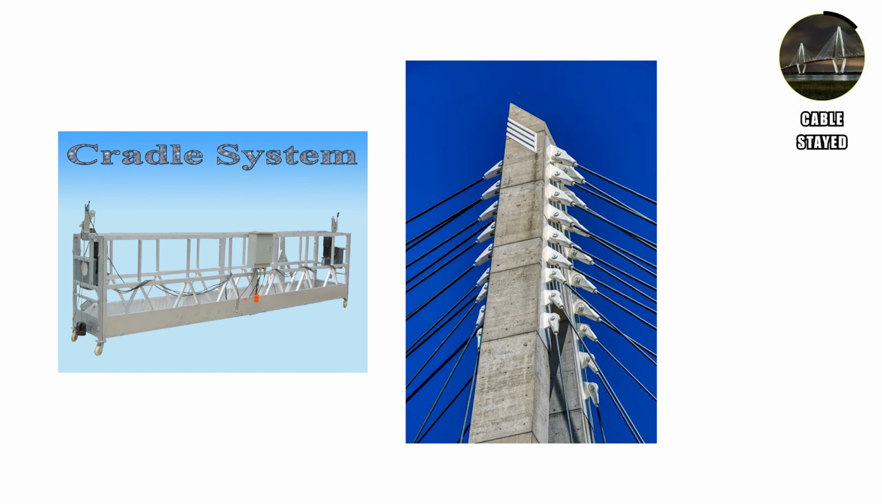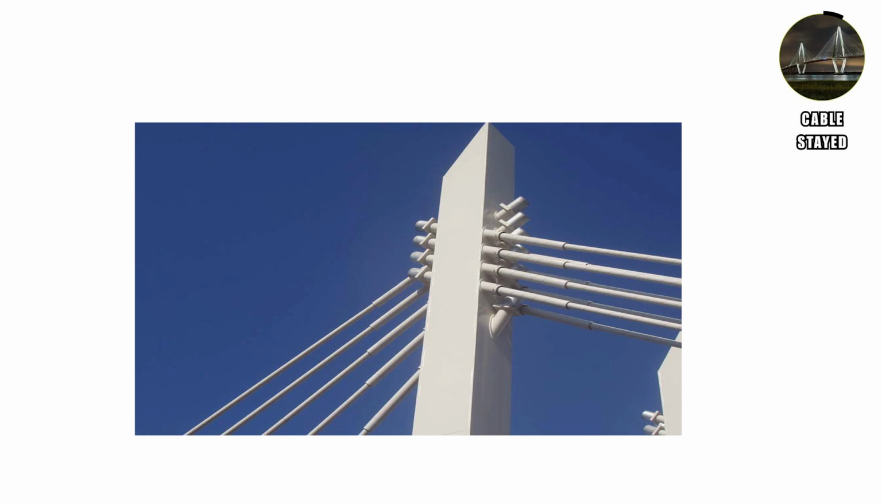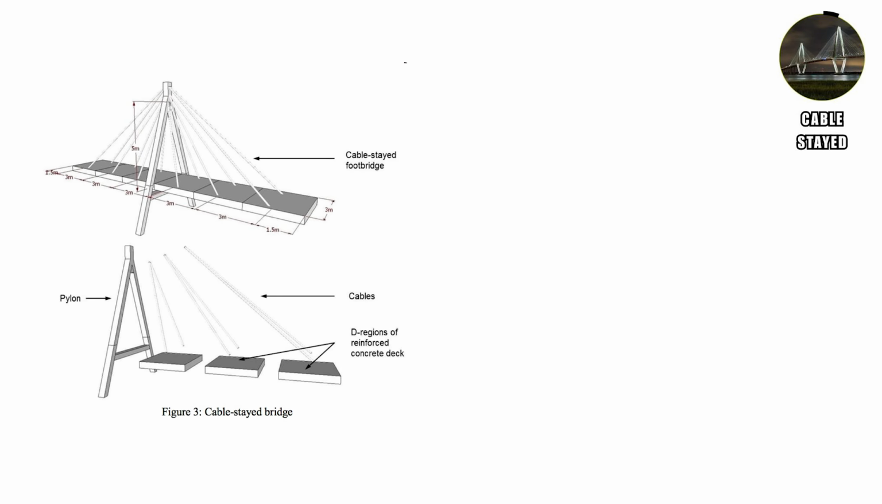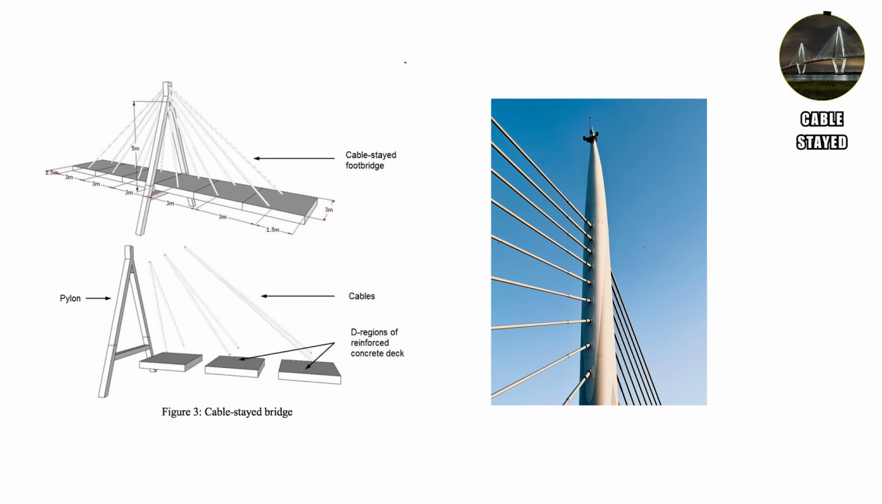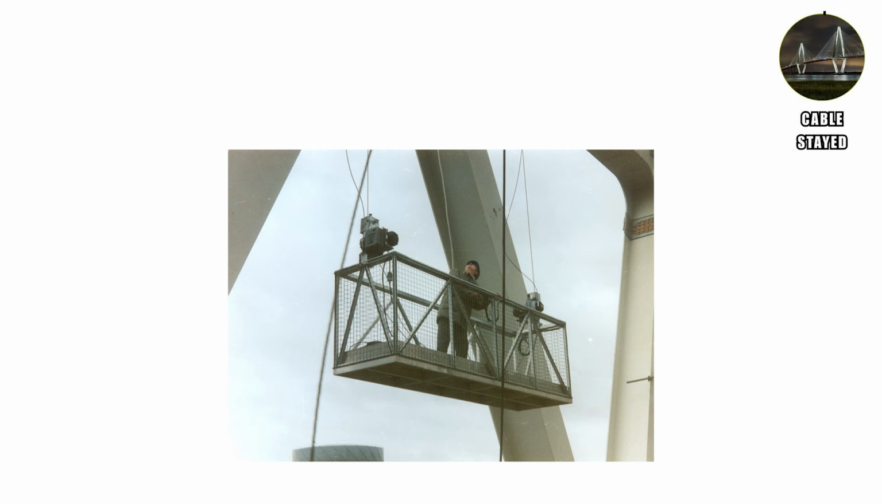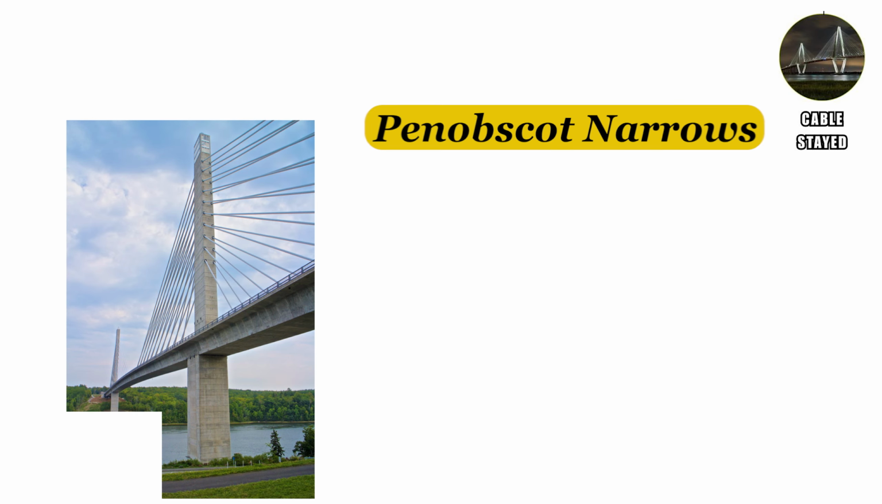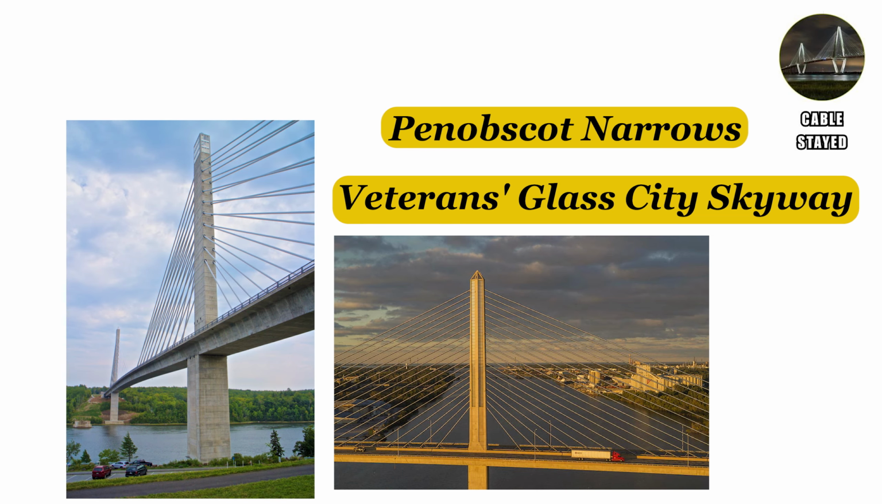Cable-stayed cradle system bridges carry strands within stays from deck to deck as continuous elements, eliminating anchorages in the pylons. Each epoxy-coated steel strand runs inside a steel tube within cradles, allowing individual strand removal, inspection, and replacement, basically making bridge maintenance slightly less nightmarish. The Penobscot Narrows Bridge and Veterans Glass City Skyway were the first examples of this system.